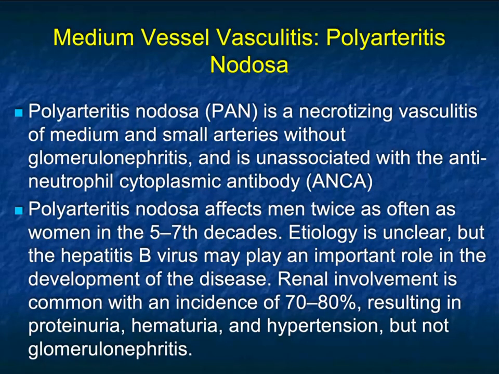I showed you an example of this before of polyarteritis nodosa, where you have multiple aneurysms. They're all tiny, like little beads in the renal arteries bilaterally, particularly within the kidney. Again, more common in men, a bit older, 5th to 7th decade. Renal involvement is common with up to an 80% incidence. Patients' proteinuria, hematuria, and hypertension are what's classically found.